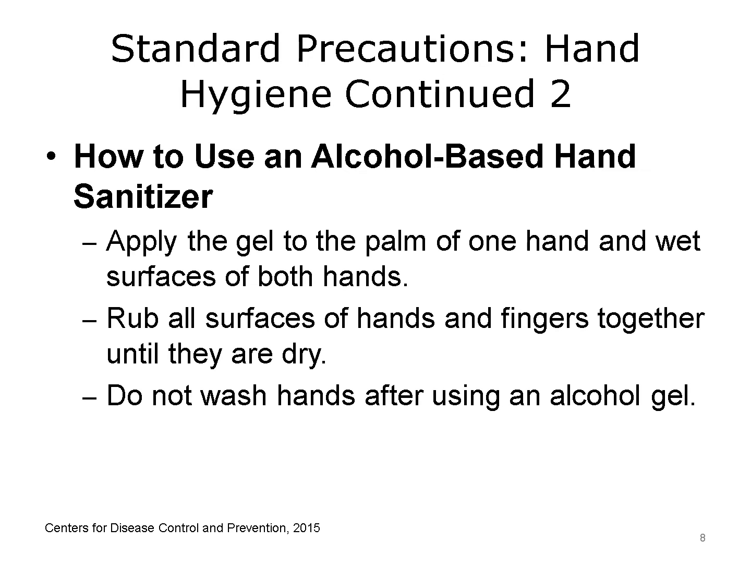Apply the gel to the palm of one hand. Use enough of the product to wet all surfaces of both hands. Rub hands together until they are dry. Be sure to rub over all surfaces of both hands and fingers. Do not wash hands after using an alcohol gel. This step is not necessary or recommended.